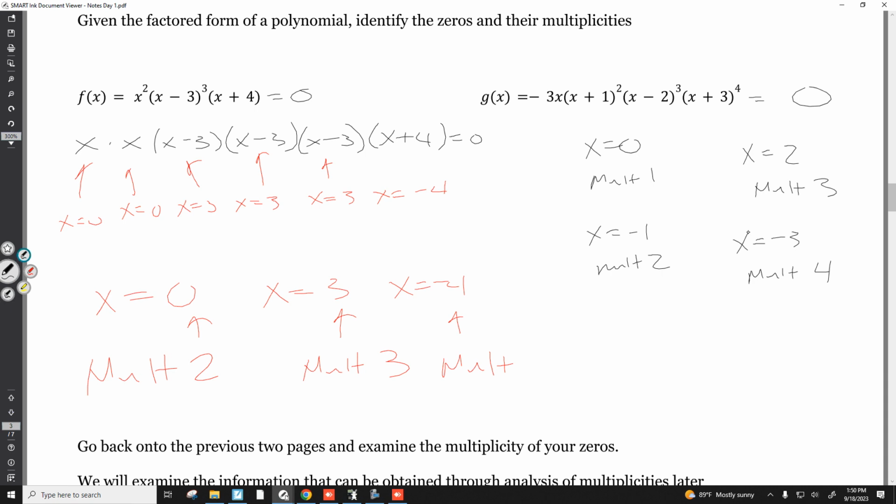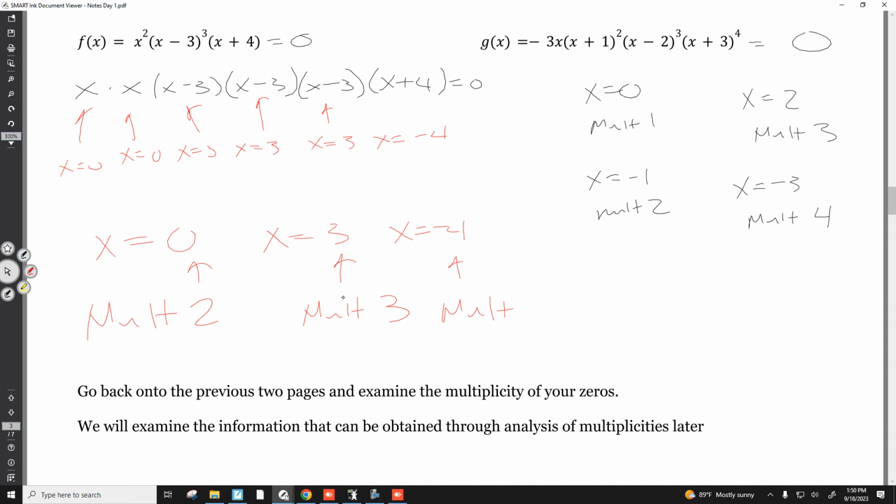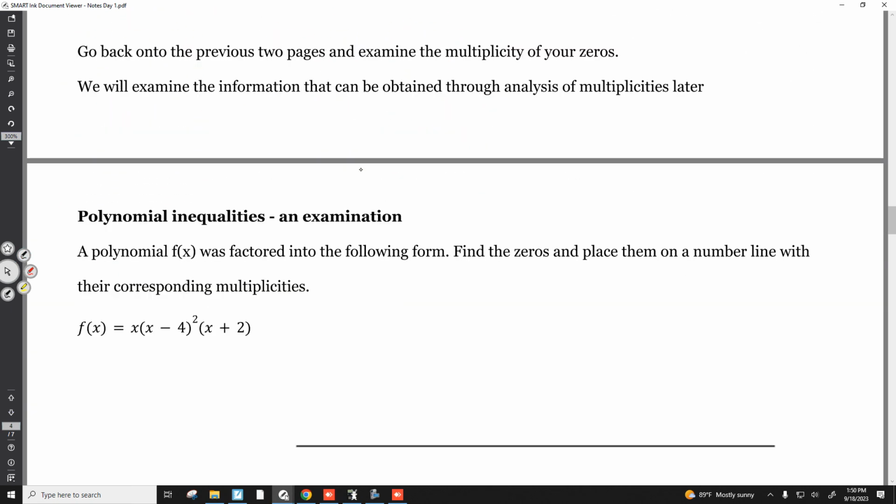Yes, T4. I like to write that it's a multiplicity of 1. It occurs once. You see that it's an odd number, which is important. So, yes, if you want to leave that blank, it's fine. We could go back onto the previous pages and identify the multiplicities. We're going to analyze that in the future. Okay.